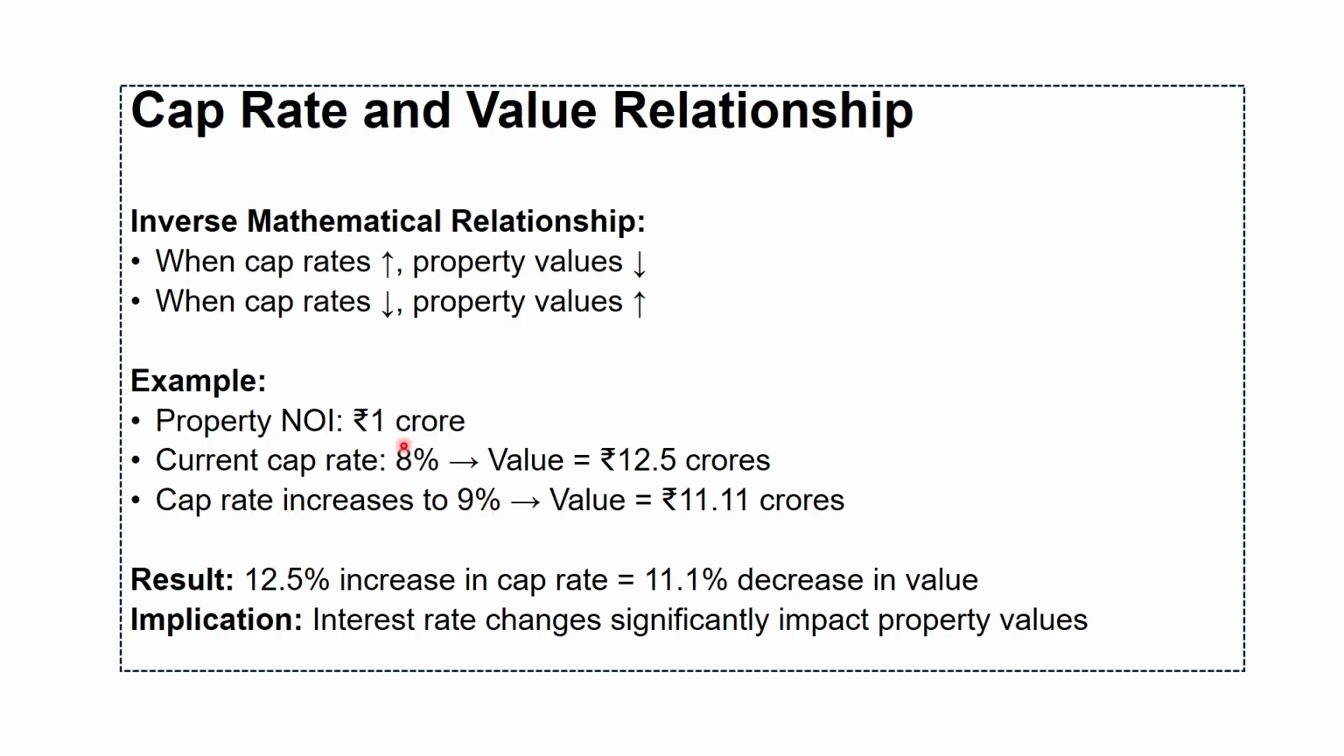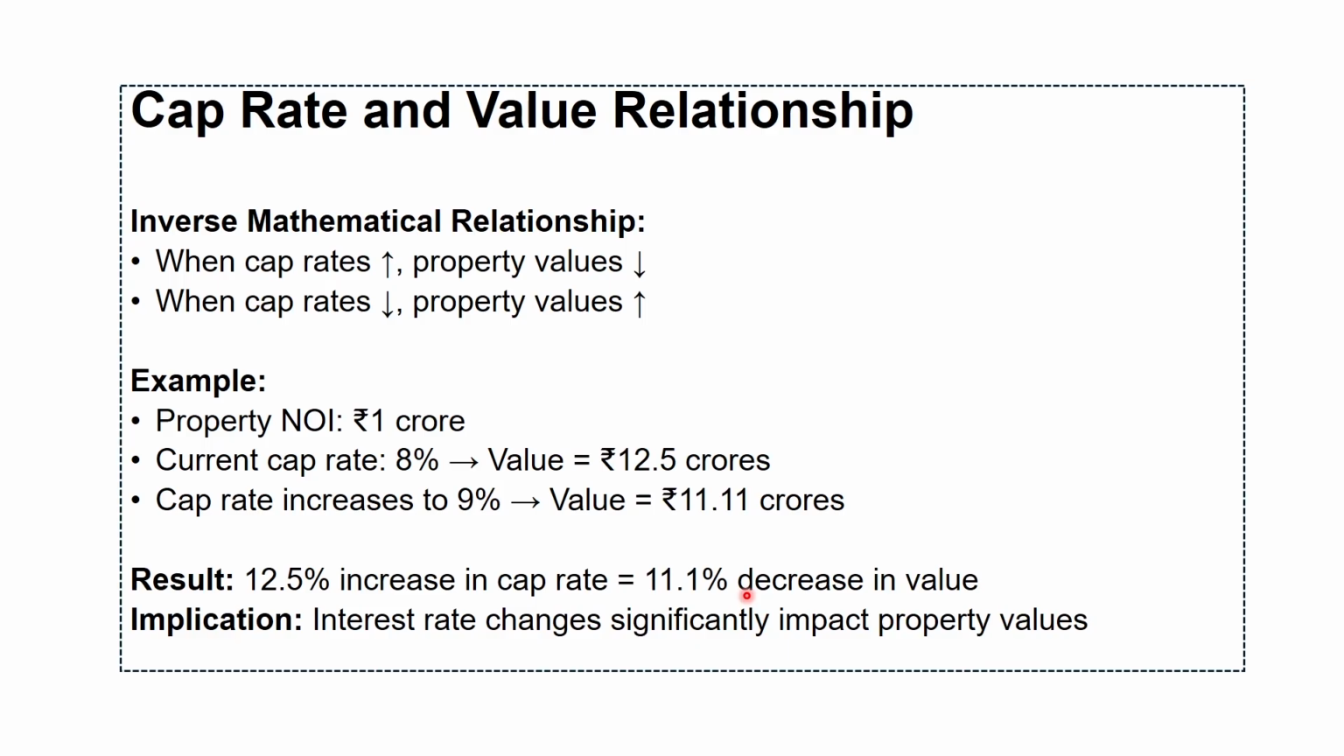But the relationship isn't linear. Small changes in cap rates create large changes in value. Let's take one example here. A property with 1 crore NOI is worth 12.5 crores at an 8% cap rate. When the cap rate increases to 9%, just a 1 percentage point increase, the value drops to 11.1 crores. That's a loss of 1.39 crores, or about 11.1%. This demonstrates why cap rate analysis is so critical. A property might be a great investment at one cap rate and a poor investment at a slightly different cap rate. Small differences in cap rate assumptions can justify or reject multi-crore investment decisions.